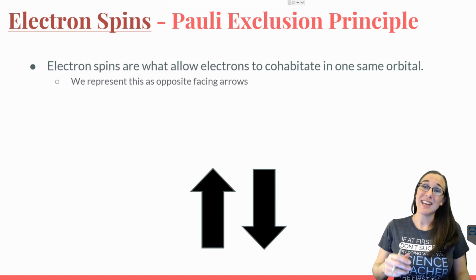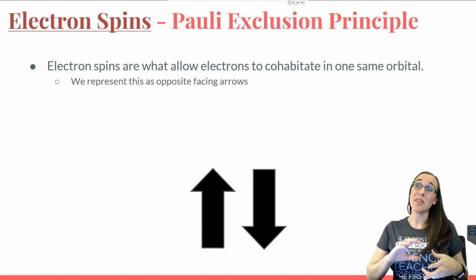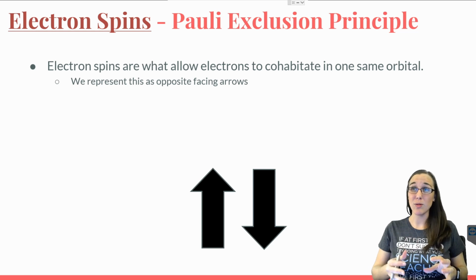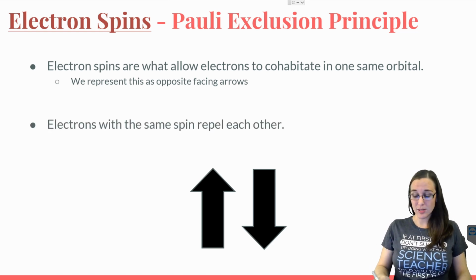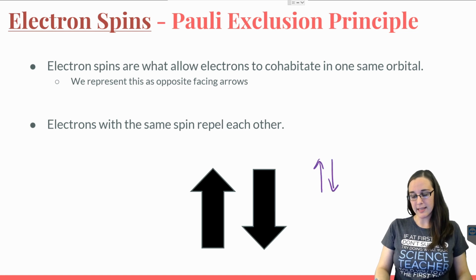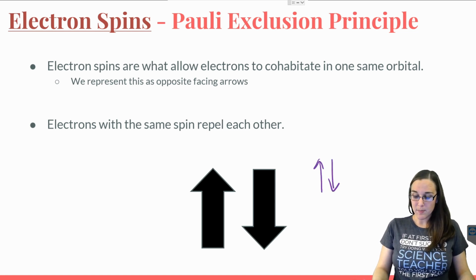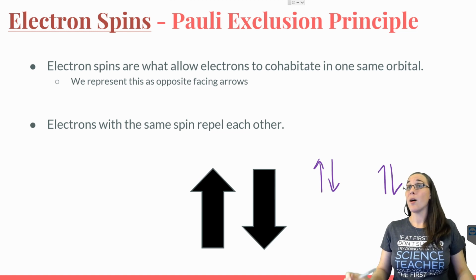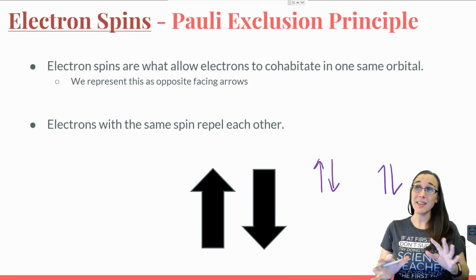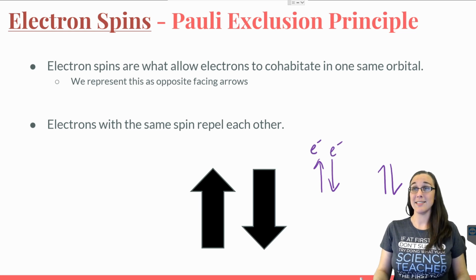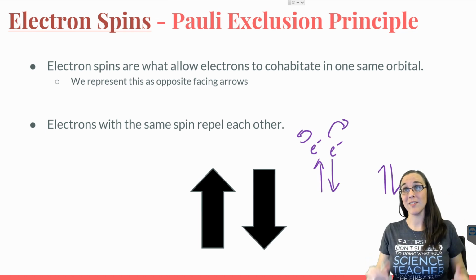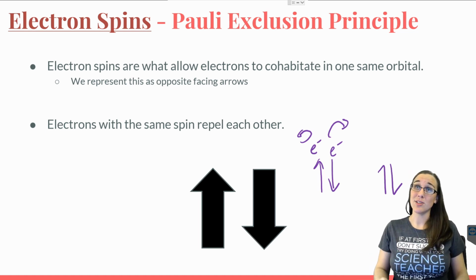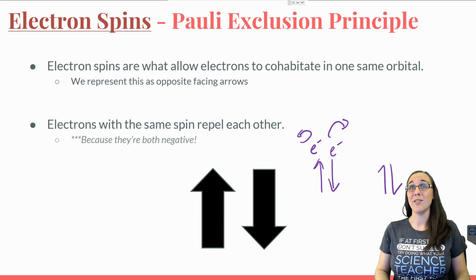The way we represent those opposite spins is with opposite facing arrows. So the way you could see this is full arrows going up and down as I've depicted there, or sometimes you'll see people draw them like this. Both are completely fine. They just represent each an electron. So that's an electron and that's an electron. One is spinning to the left, the other spinning to the right. You can kind of think of it that way. They're spinning in opposite directions, represented by the up and down arrows.